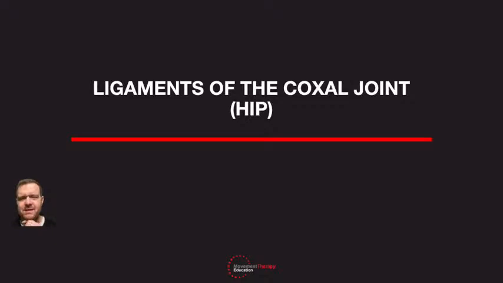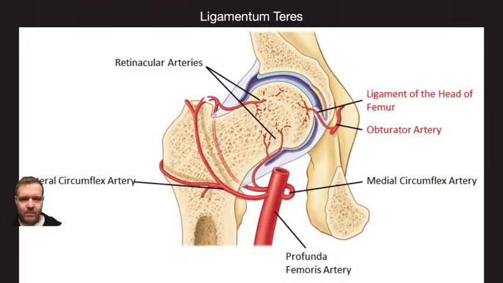So let's try grab this PowerPoint. Here we go. So this is nearly where we finished last time. So we were looking at the ligaments of the coxal joint, which is the hip, and we were looking at this in particular. So this area in particular. So we've got the ligament of the head of the femur. So just this area here.